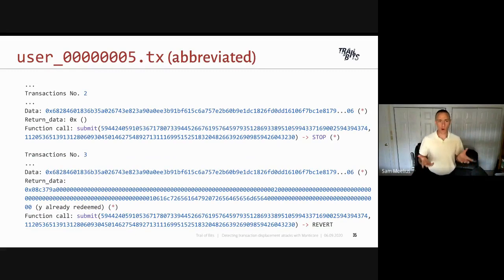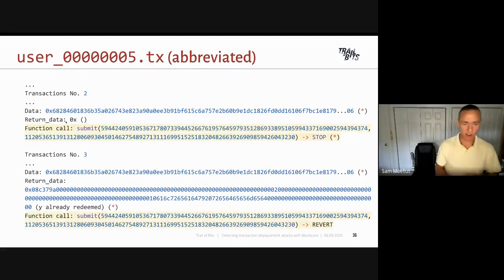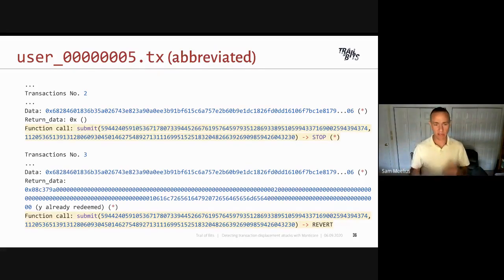The way that Manticore works is Manticore will produce a directory, and within that directory will be various files. Some of those files will be TX files. You can think of these as transcripts of a path taken through that search tree. So in this particular experiment, the relevant transcript happens to be user_005.tx. If you look at this file, you can see here two identical calls to submit with the same arguments. The first one is successful, but the second one reverts. Moreover, if you look at the return data in the second call to submit, you can even see that the error message that was returned was "already redeemed," as we would expect.